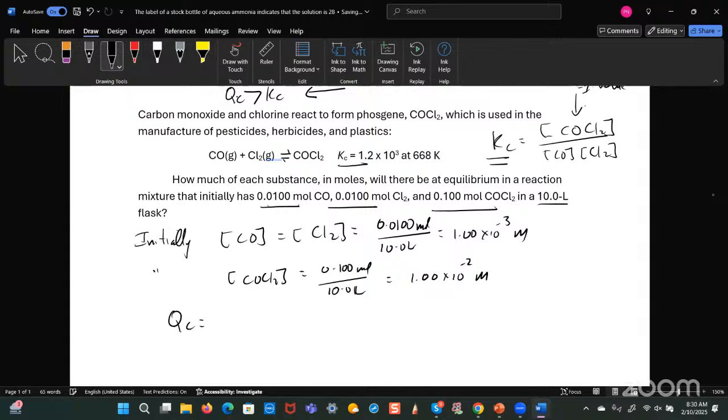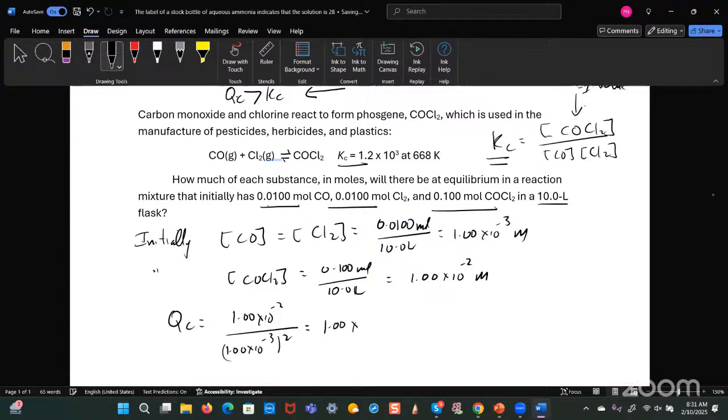So Qc would be equal to the concentration of COCl2, which is 1.00 times 10 to the minus 2, divided by 1.00 times 10 to the minus 3 multiplied by the same thing, so I'm just going to put squared here for simplicity's sake. And let's see what we have here: 1 times 10 to the minus 2 divided by 1 times 10 to the minus 3 squared, and that would be equal to 1.00 times 10 to the 4.